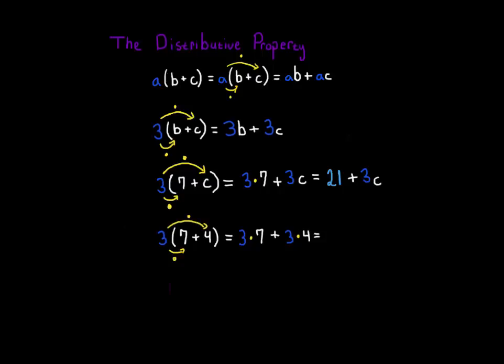We distribute the 3 to both the 7 and the 4, and then multiply. 3 times 7 is 21, 3 times 4 is 12, and 21 plus 12 is 33. Exactly what we expected. Here's an example of the sort of thing you're going to see in class.